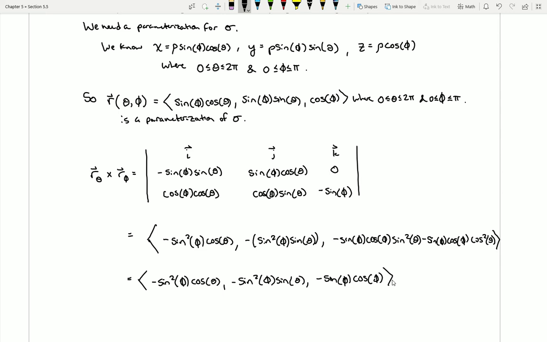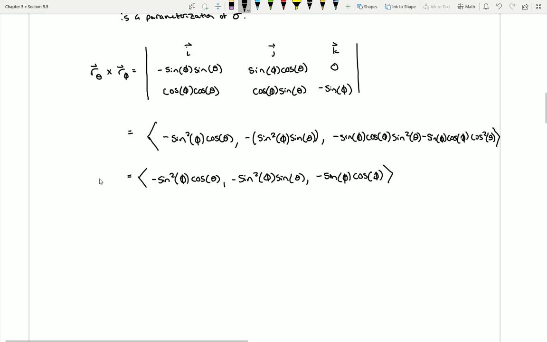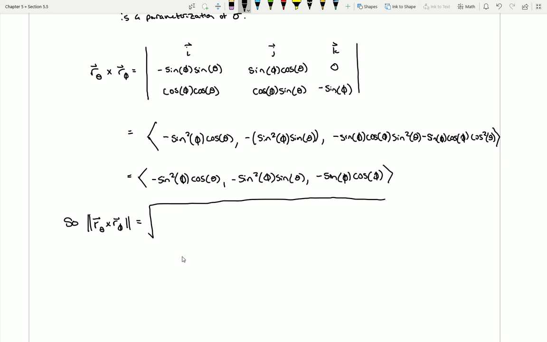Okay, so this is what I have. I have this right here, and this is my cross product. I'm interested now in doing the magnitude of this cross product. So I'll say the magnitude of r theta cross r phi is going to be, and I know I'm going to have to set up a big long square root. Each of these pieces in here has to be squared. So notice I'm going to end up with a sine to the 4th phi cosine squared theta.